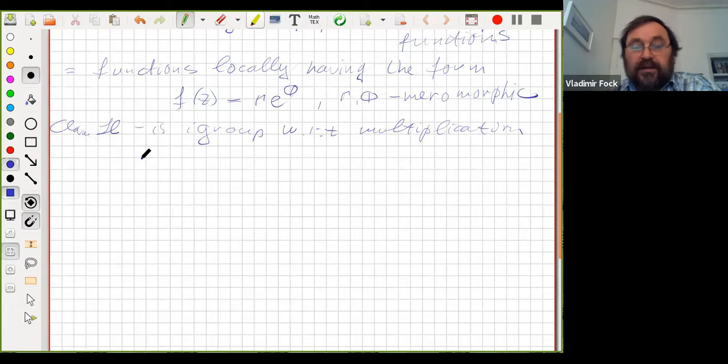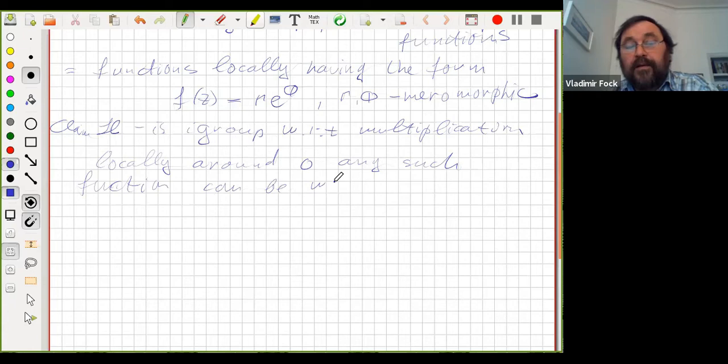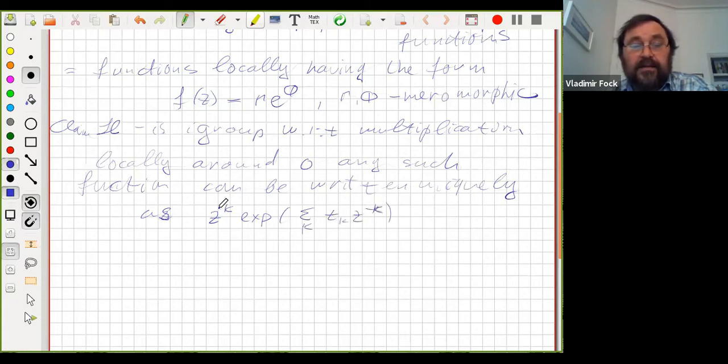Another thing, hopefully clear, is that locally, around 0, any such function f(z) can be written uniquely as z^k times the exponential of the sum of t_k z^(-k). So this is a sum over k.